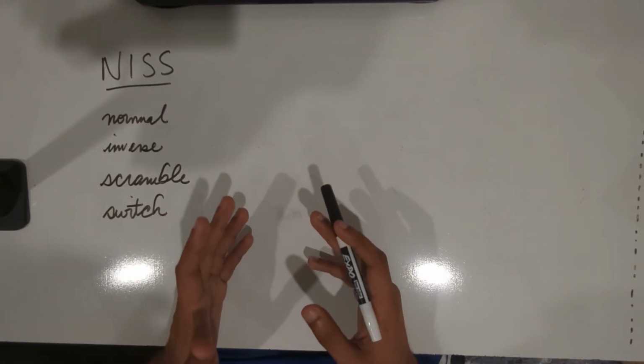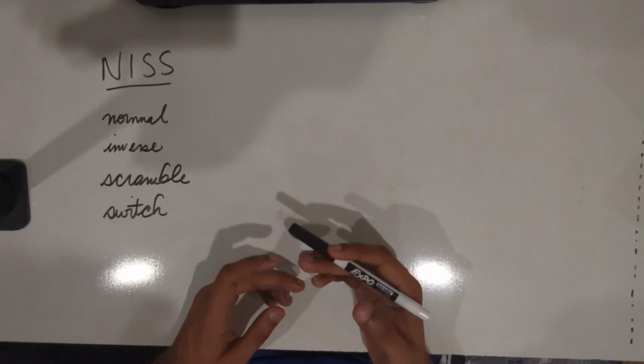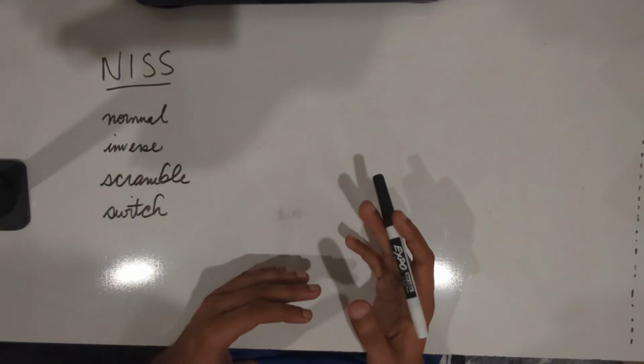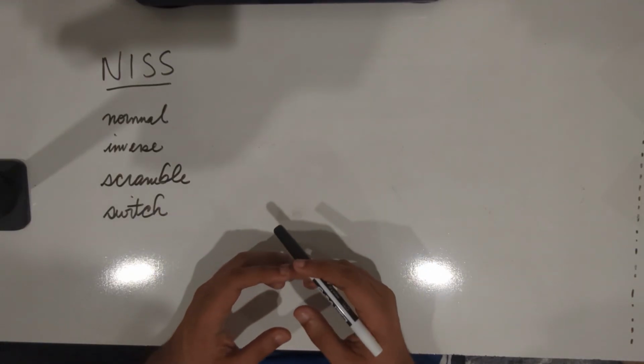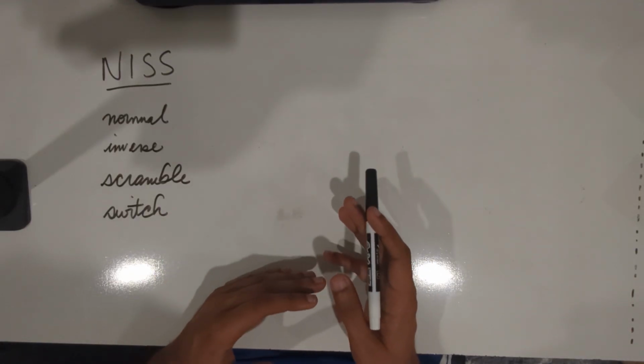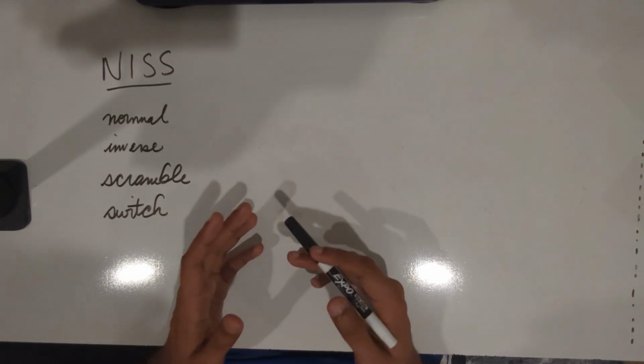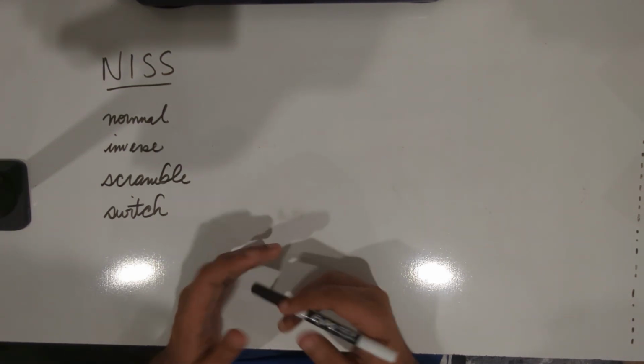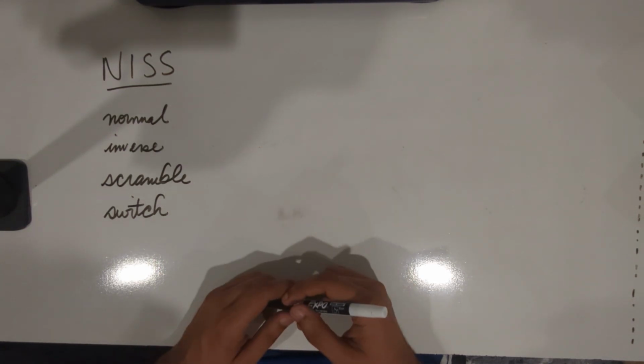NISS stands for normal inverse scramble switch, and the fundamental idea is that the normal and the inverse scrambles are linked to each other. So making progress on one side also makes progress on the other. Note that this isn't a DR specific technique. It's actually extremely useful for block building also.